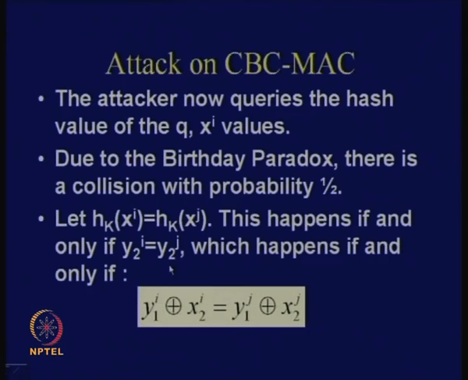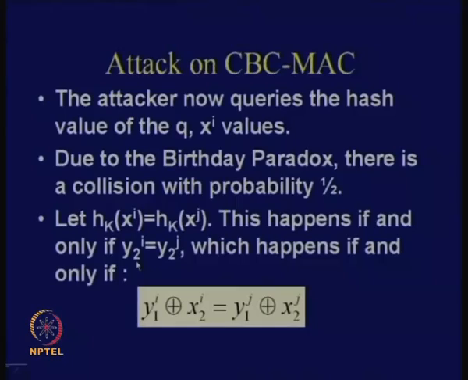So, chain wise, the rest of the input messages are same from x3 onwards till xn, all of them have got the same value. Therefore, this collision, that is hkxi equal to hkxj, happens if and only if y2i is equal to y2j. Okay. So, what is y2i and what is y2j?